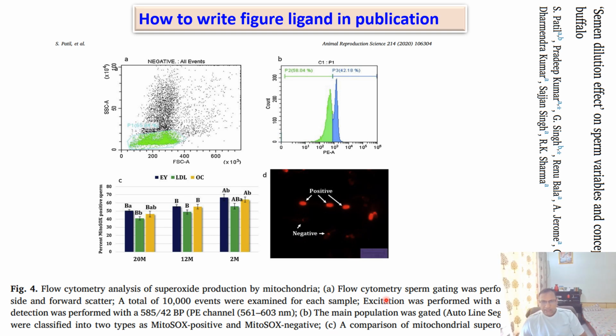For example, for flow cytometry, we have to write that we counted 10,000 cells, which laser we have used, which filter we have used, how we have done the auto gating, and so on. You have to clearly mention everything in your figure legend. If you just write, we have measured mitochondrial superoxide with the help of a flow cytometer, it will not be published in peer reviewed journals.